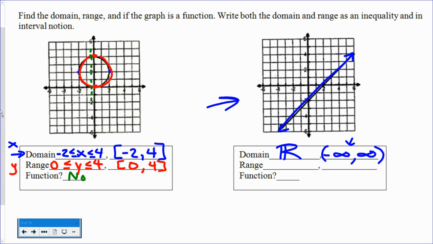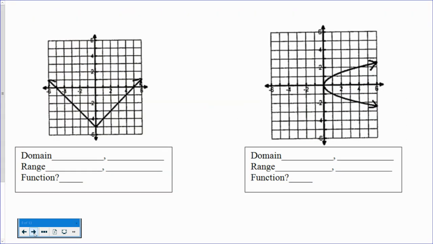For my range, I'm looking across the y-axis, so what is the farthest down it goes? Well, it's pointing down towards negative infinity and up towards positive infinity. So same thing, all real numbers for the domain and range. Is this a function? Yes, any slanted line is going to pass your vertical line test. So typically all lines are functions unless they are a vertical line. Okay, we'll look at two more graphs here.